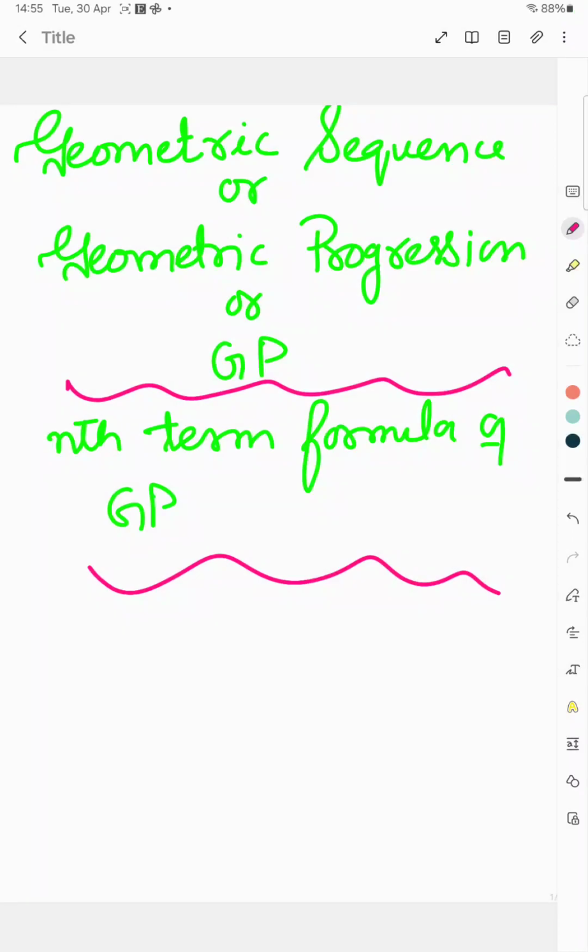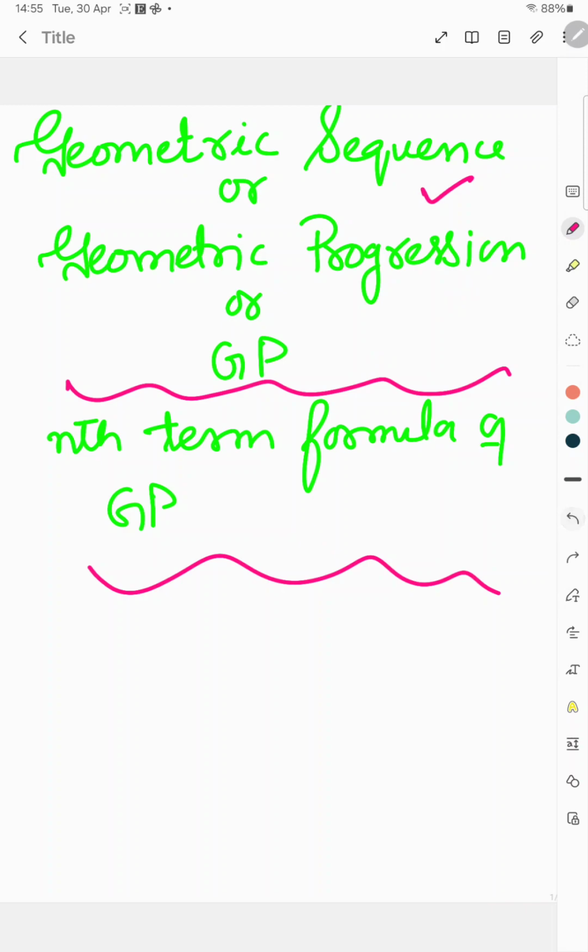Bismillahirrahmanirrahim. Students, the topic which we will discuss today is geometric sequence or geometric progression, or GP. And the second topic which we will discuss today is the nth term formula of geometric progression.